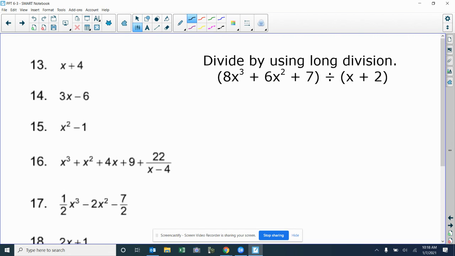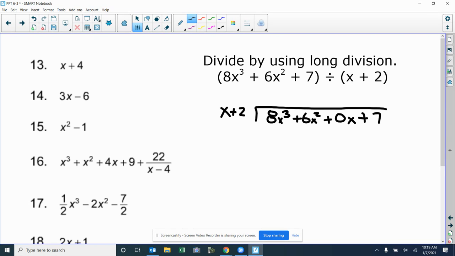Let's do it. We have x plus 2, and we have 8x cubed plus 6x squared. We've got to have a 0x. Hopefully you caught that. We talked about that extensively yesterday. You need to have that 0 in there. If you don't, it's not going to work out too well. That's why you might have got the wrong answer.